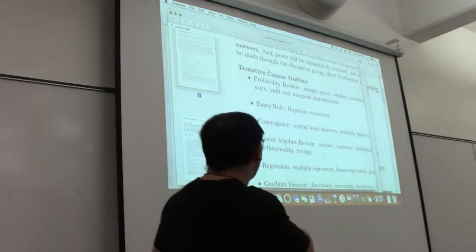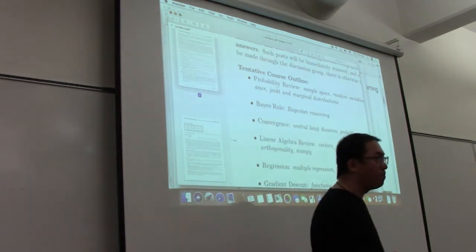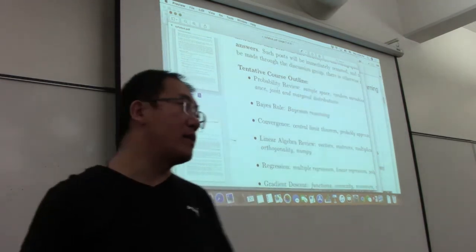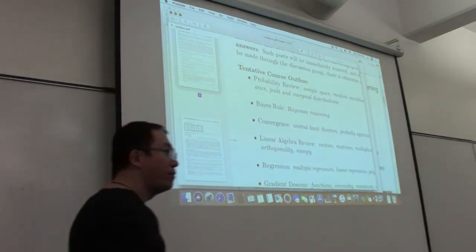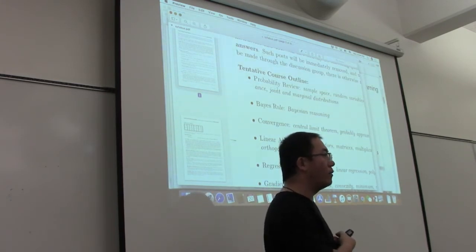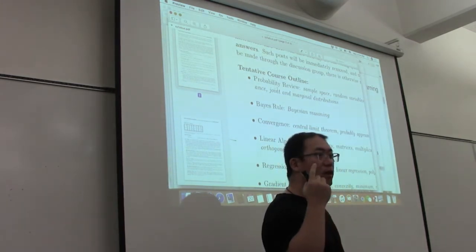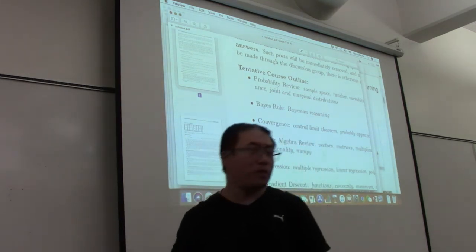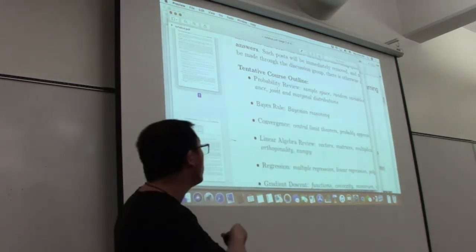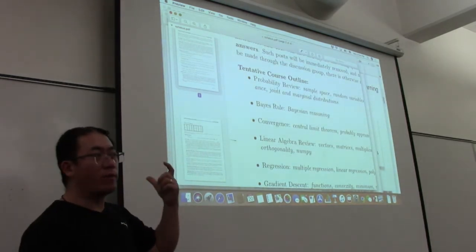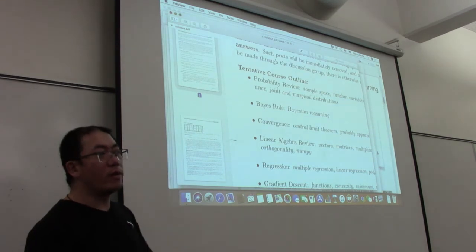And then we'll go to the topic called convergence. The first theory we want to discuss is the central limit theorem. How many of you have heard of it? Okay, it doesn't matter, because we do not need to prove the central limit theorem. I just want you to know it. It is a core theory in statistics.